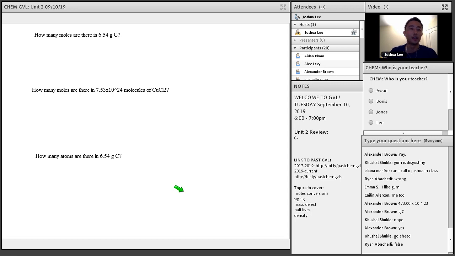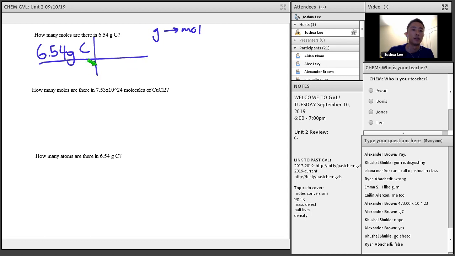All right, so this first one, we're going from grams to moles. And anytime you do this, first thing I always do is write down the number that is given to me. So I'll write, all right, I have 6.54 grams of carbon. Then I read the question and say, all right, how many moles? That's what I'm going to be going from grams to mole. So in this case, I need to get rid of grams. So grams are going to go on the bottom.